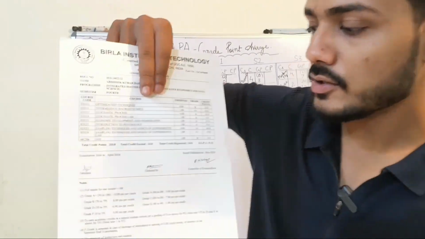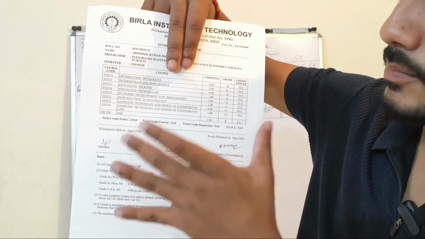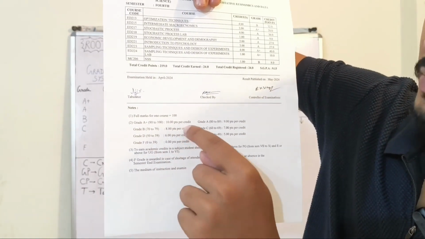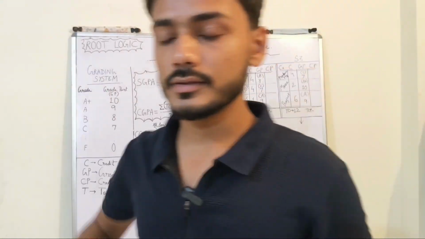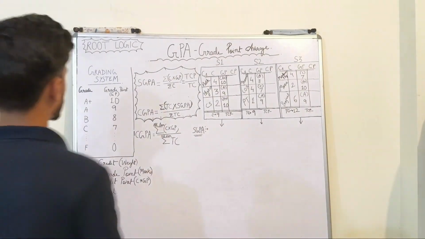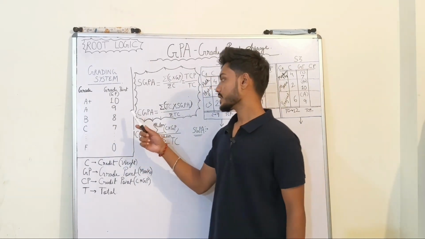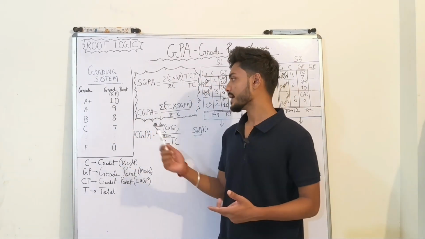Okay, so this is my mark sheet. You can see below the grade table, you are seeing how the grades are associated with the grade points. So what I was saying is that you will find this grade to grade point relation in your grade cards, maybe at the front of the page or at the back.